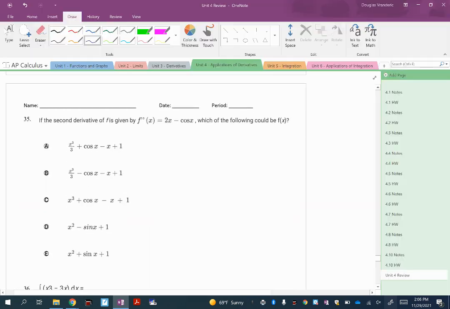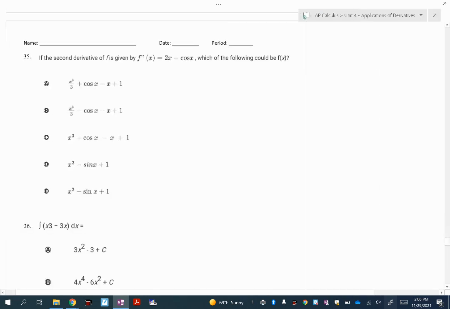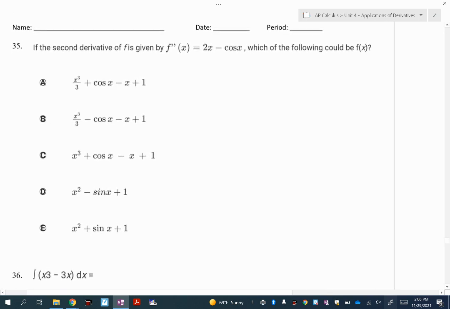All right, let's move to a new section. 35. Now, 35 says, if this is the second derivative, what could be the original f of x function? So these next few questions are going to be about the lesson on antiderivatives, or introducing you to basic integrals.